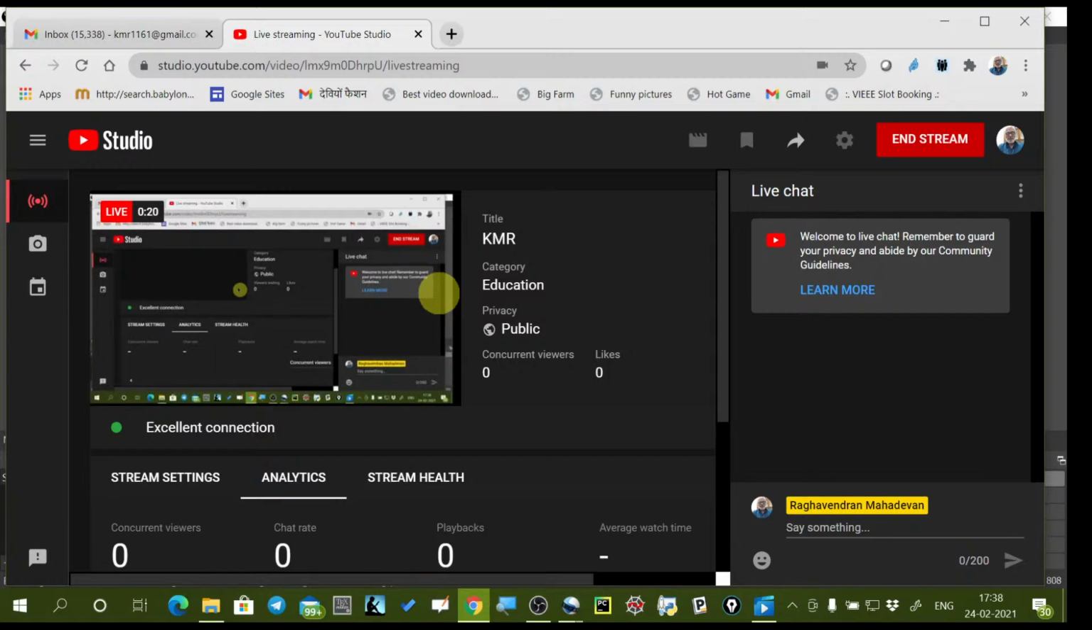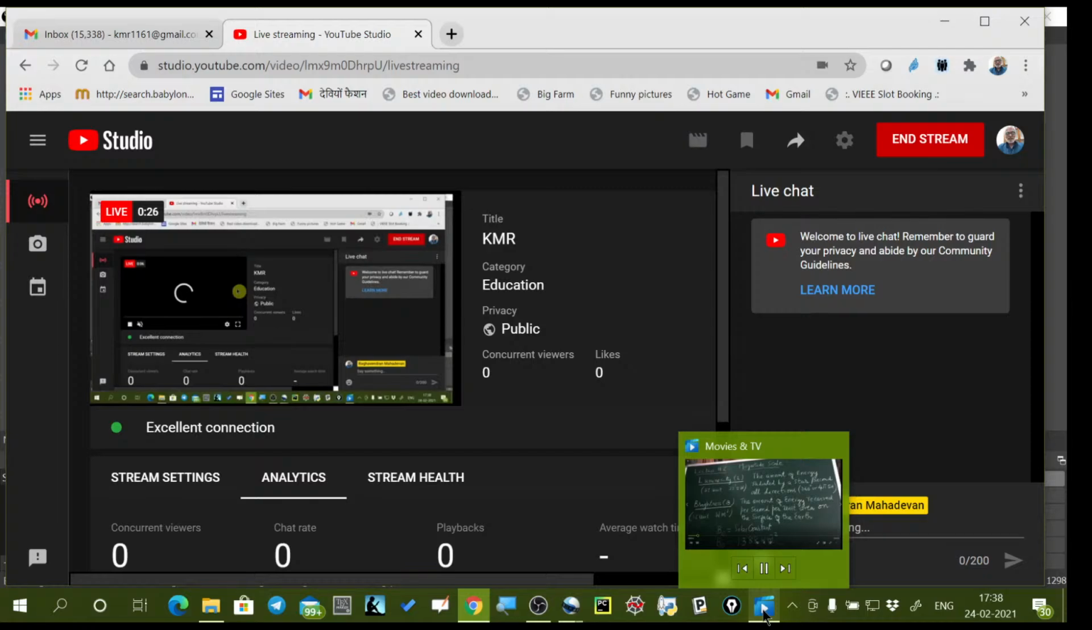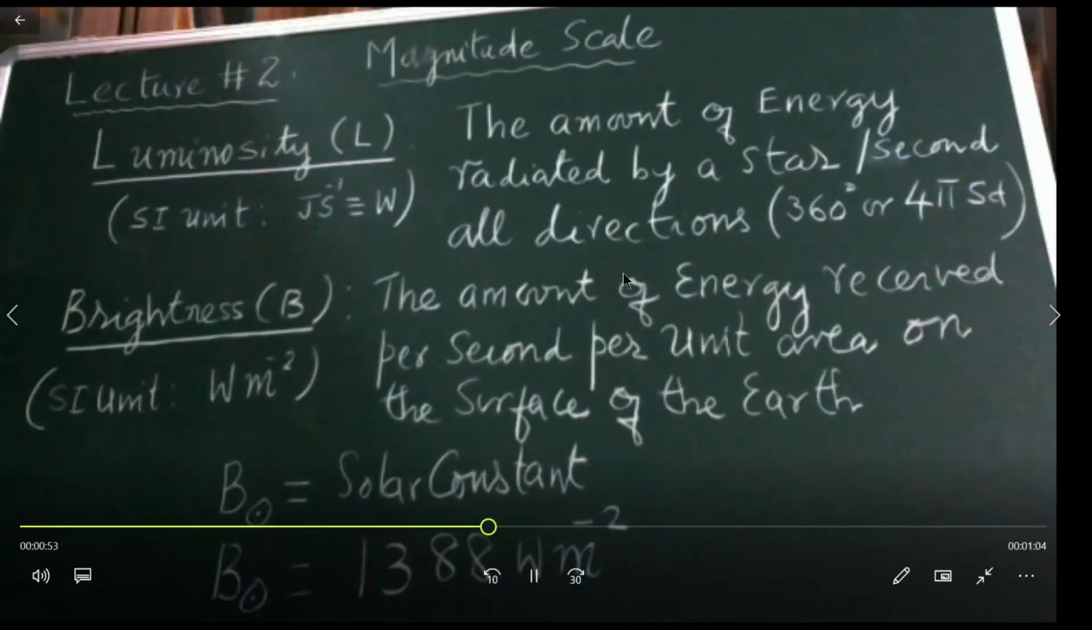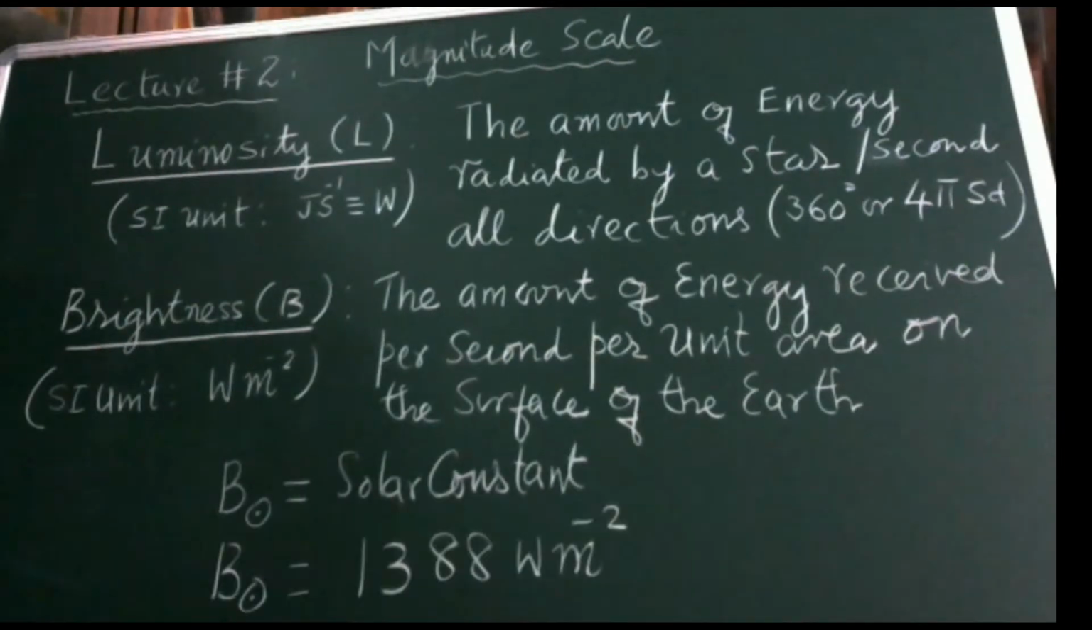Brightness, on the other hand, refers to the amount of energy received per unit area on the surface of the earth. The amount of energy that an observer on the earth will receive from a star in 1 second per unit area. Its natural SI unit would be watt per meter square.